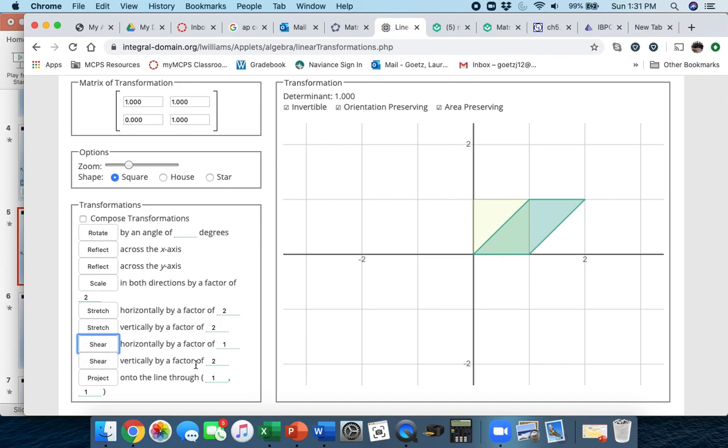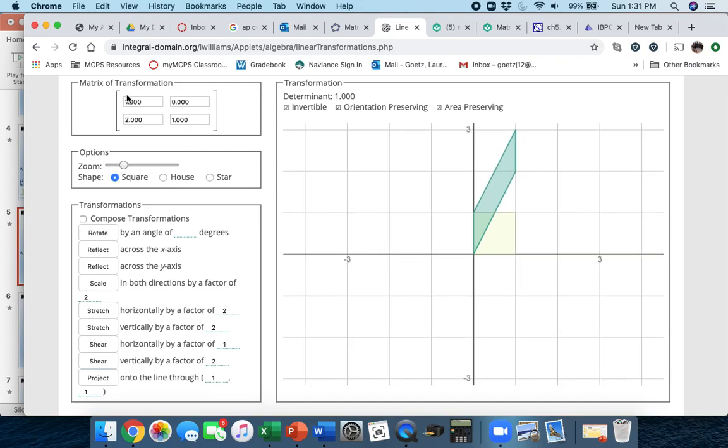Look here, I'm going to shear by a vertical factor of 2. Can you predict what the transformation matrix looks like? Look at that. The 1s stay the same, and since it was vertical, I'm putting it down here, which should make sense.